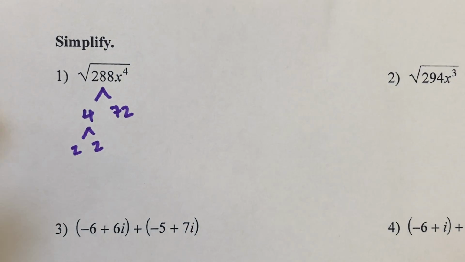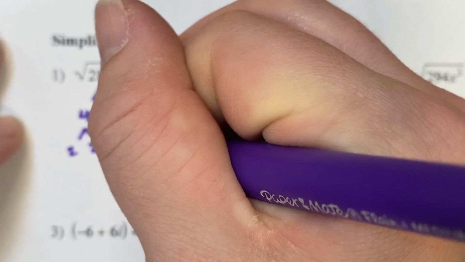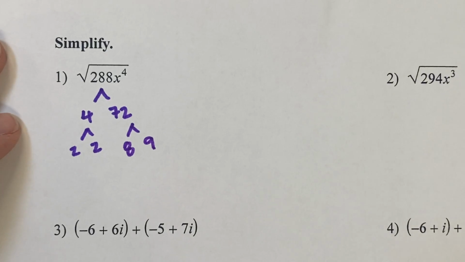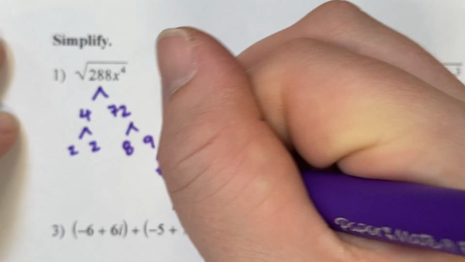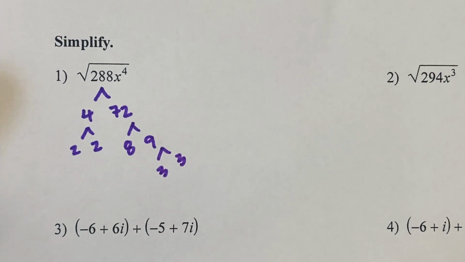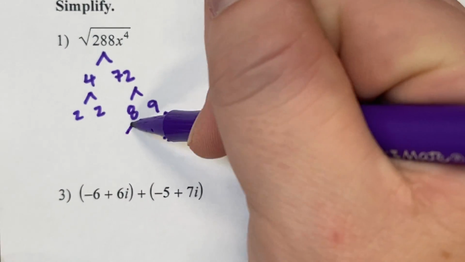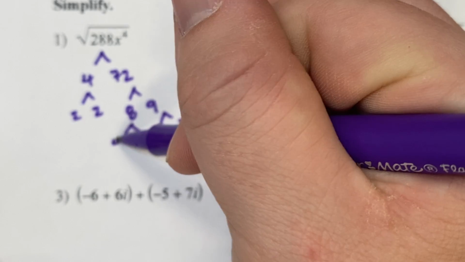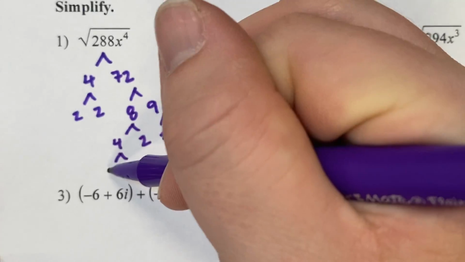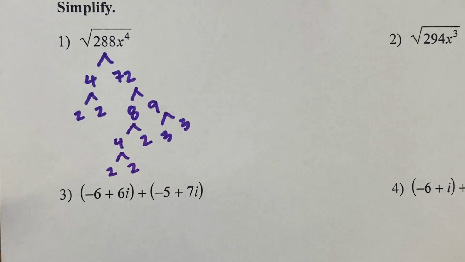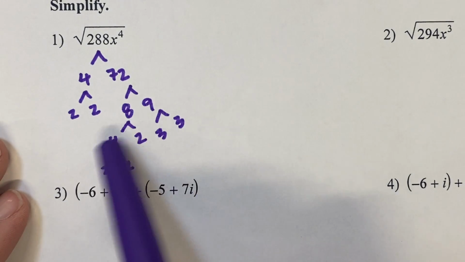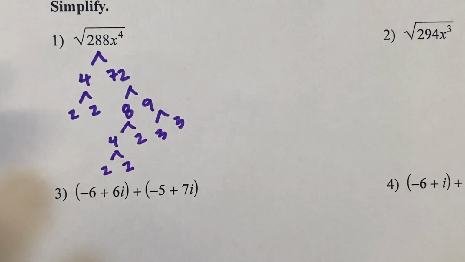72, I can divide by 8 times 9. Again, 9 gives me a pair of 3 and 3. I'm going to hold off before taking them out, because I'm going to see if 8 can break down. I get 4 and 2, again, 2 times 2. Okay, so I went kind of fast, but I'm just breaking down these numbers to see where I can get pairs that'll come out.